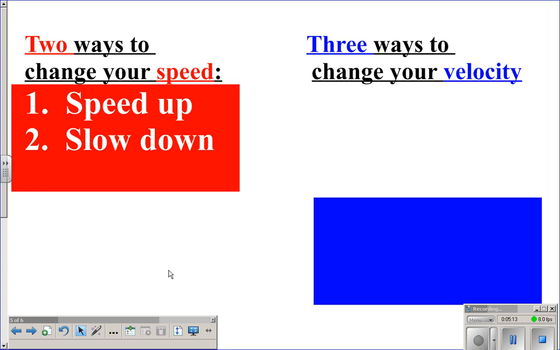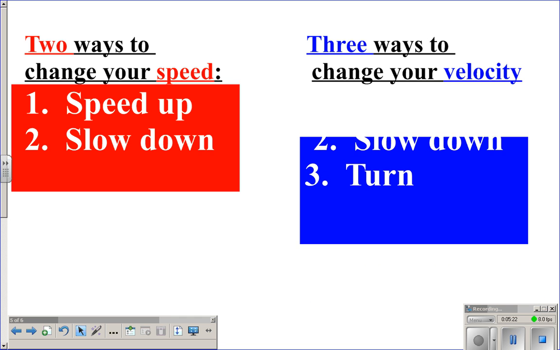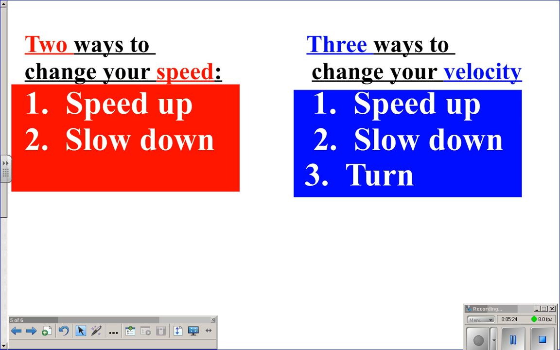It turns out, though, there are three ways to change your velocity, because you can either change your speed or your direction. So for velocity, there's three ways you can change your velocity. You can speed up, slow down, or turn, right? Because anytime you turn, that's a change in direction.